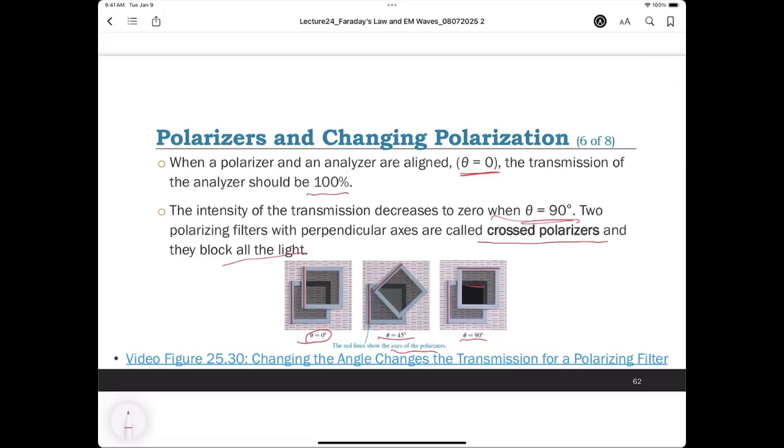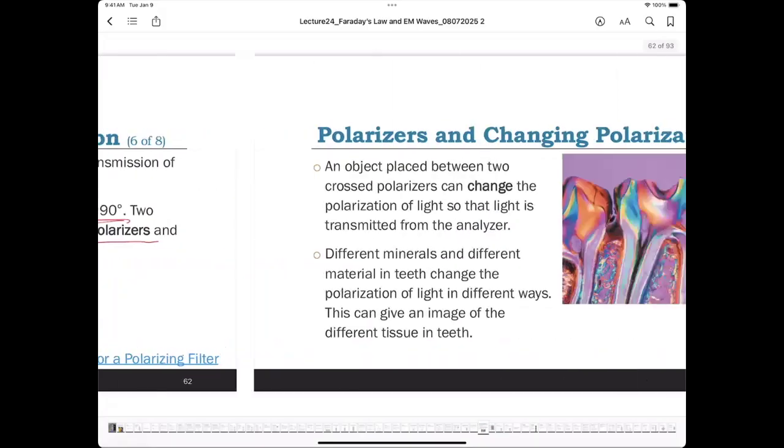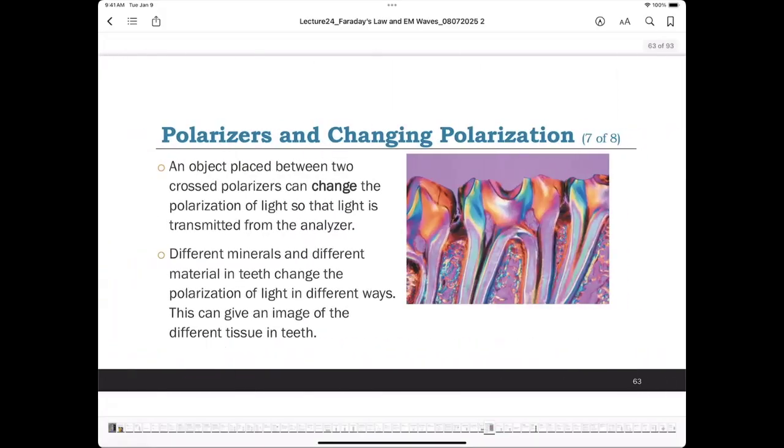you can see this one. It's all black, which means they block all the light. Does that make sense to you? You can check this video for changing the angle and changing the transmission for a polarizing filter. And then we talk about the other applications.